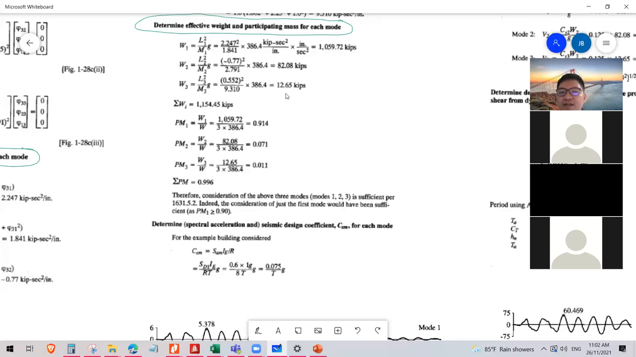No? Kumbaga, mangyari man siya, 12 kips lang yung excite. Eh, during earthquake, it means that this shows that yung modal participation ng mode 1 is 91%. Siyempre, basically, kunin mo lang yung ratio ng weight ng mode 1 versus the total weight. 91%, mode 2 is 7%, mode 3 is 1.1%. What does it mean? Anong physical meaning nito? Ibig sabihin, yung structure na nakatayo, hindi yung buong mass nun ang ma-excite during earthquake. At least, only 90%.